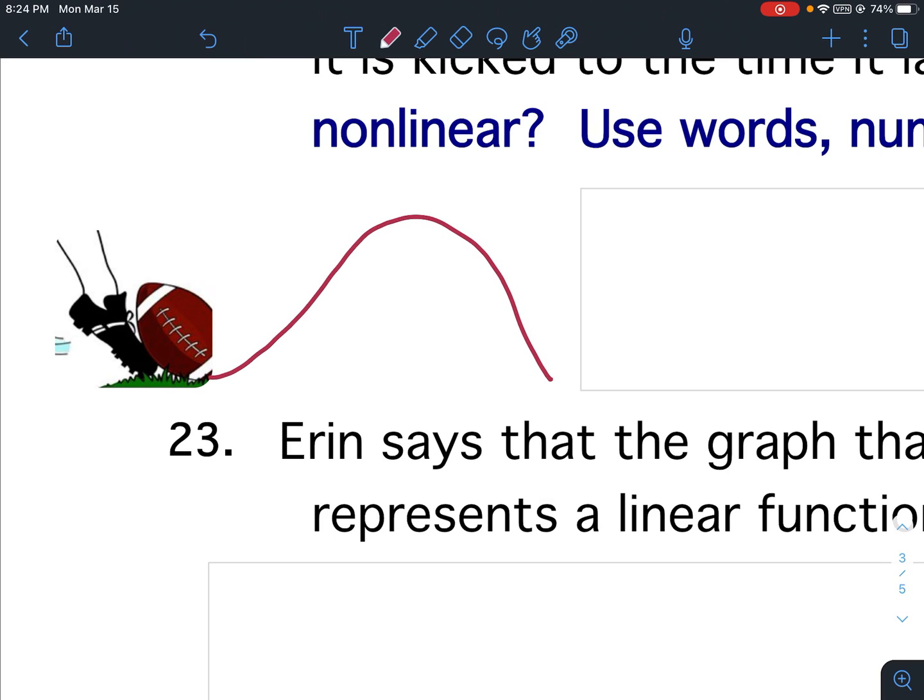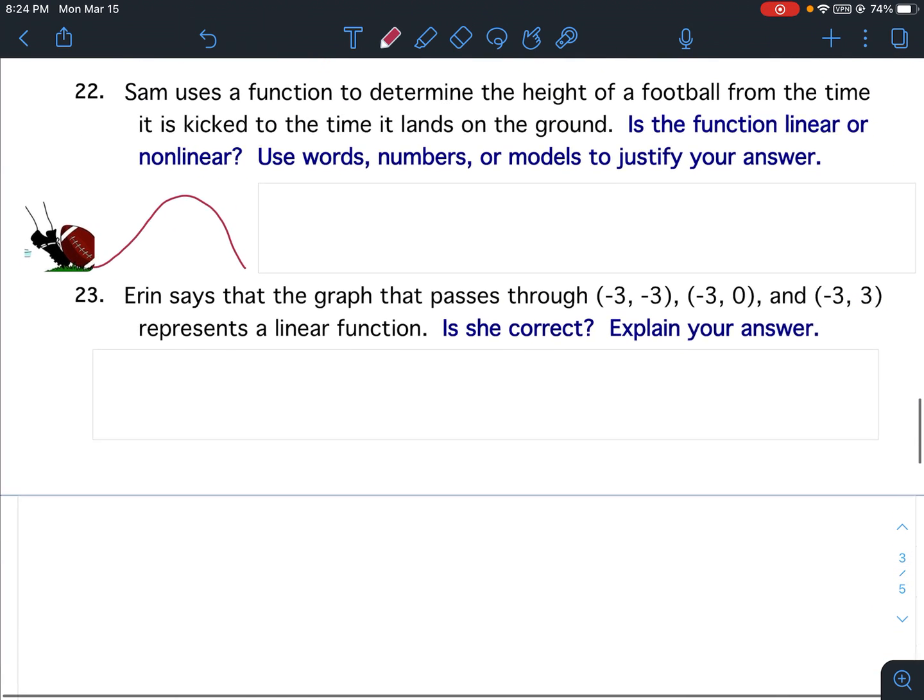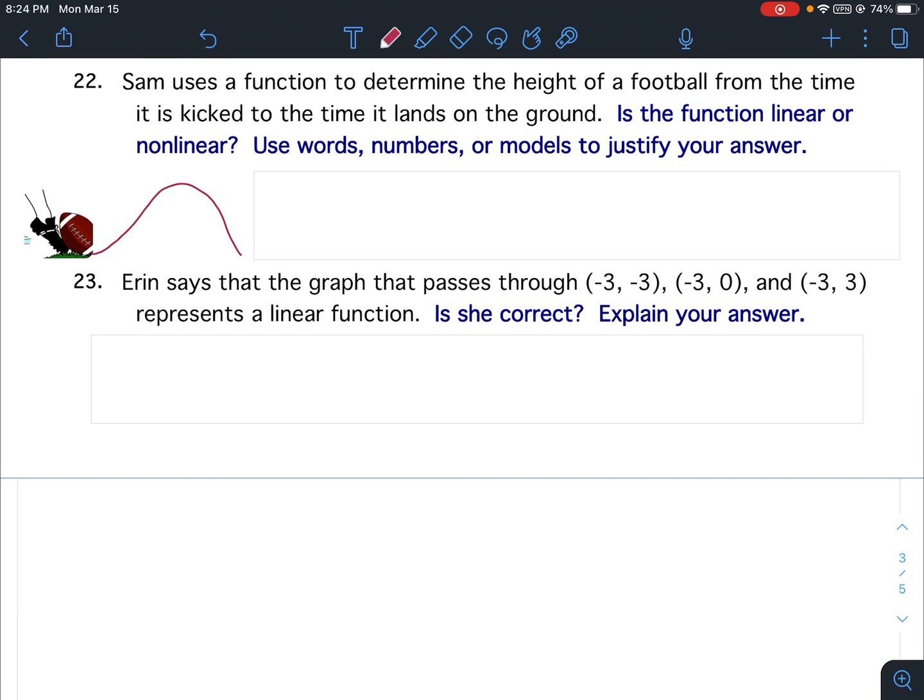Would that be linear? Is that one continuous straight line? Or is it nonlinear? Does it have a curve or break or something like that to it? All right? I hope you would say that that is a nonlinear graph. When the football starts on the ground, the height of the football from the ground is 0 because it's on the ground. As it goes up, the height would increase. And then as it comes back down to the ground, the height again would be 0.